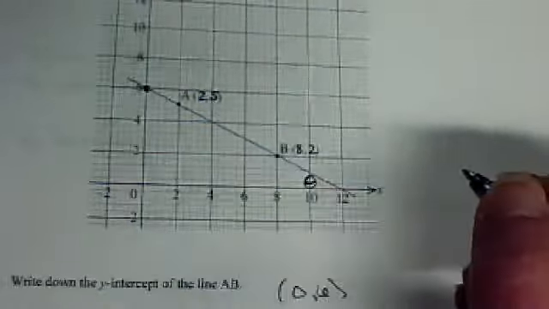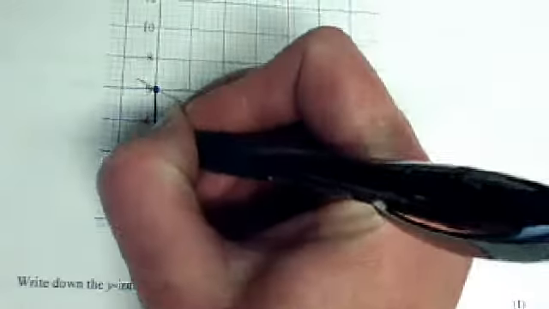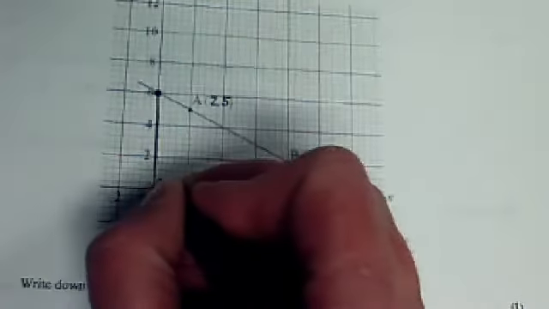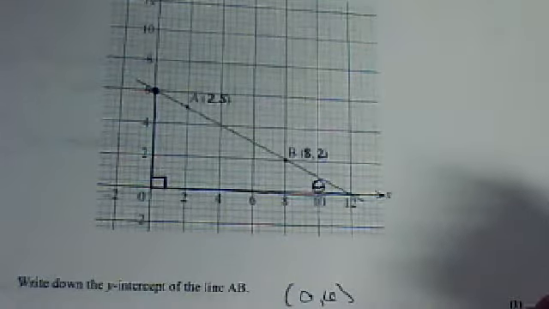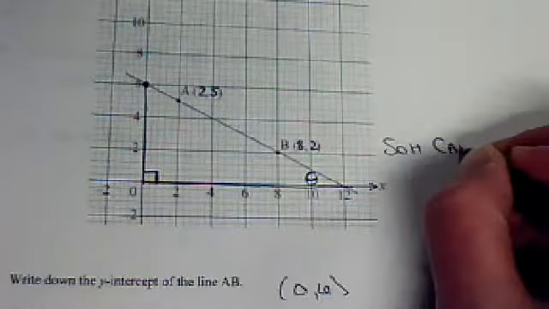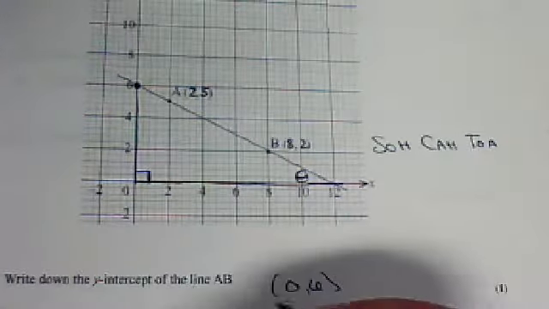Calculate the size of theta. Well, I know I'm on a grid, and that's a right angle. So maybe I could use a little bit of just the simplistic trig. That's SOH CAH TOA. So let's see if we know anything.